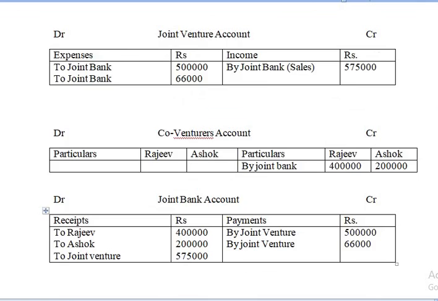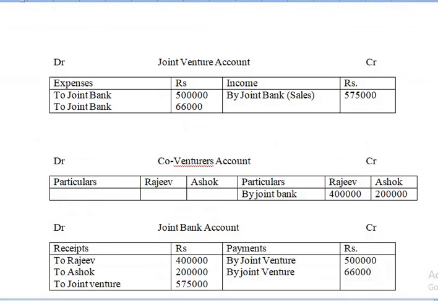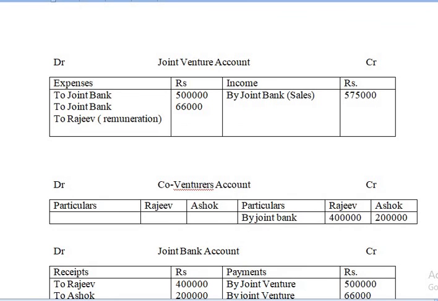Now the last transaction. Allow 2% on the sale proceeds as a commission to Rajiv. Here Rajiv is getting 2% commission on sales. So for Rajiv it is an income, but for the joint venture it is an expense. So record it on the expenditure side: to Rajiv, in bracket you can write remuneration. So how much? 2%, that is on the sales amount.